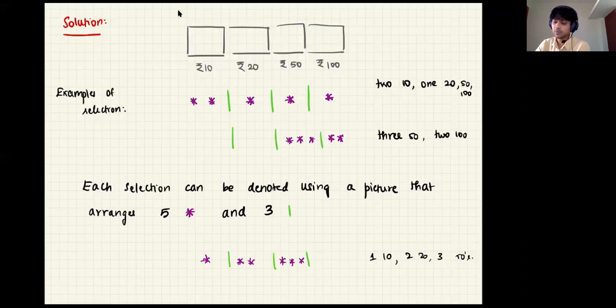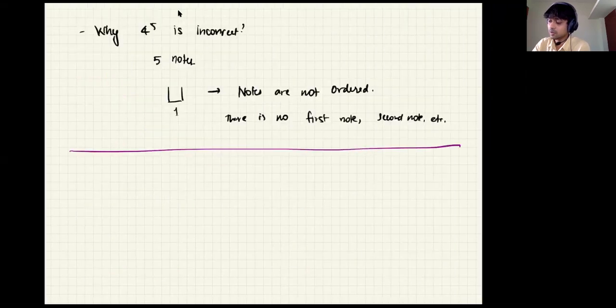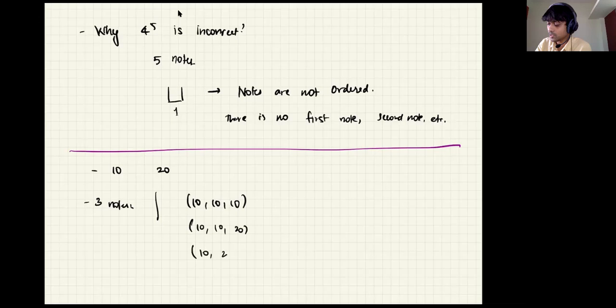You understand? See, suppose I tell you I have only denomination 10 and denomination 20, and then I want to pick three notes. How would you do it? What are the possibilities? I can either take 10, 10, 10, all three of them 10, or 10, 10, 20, or 10, 20, 20, or 20, 20, 20.